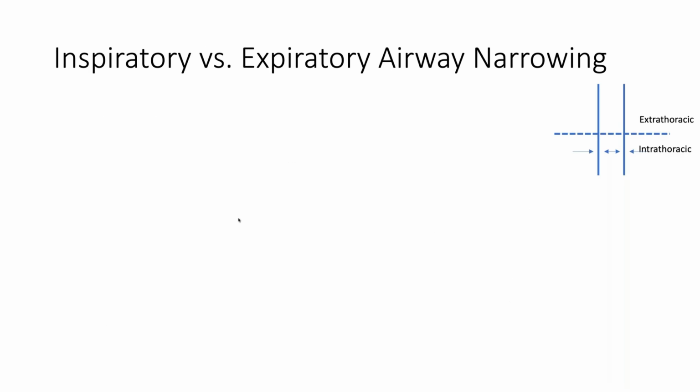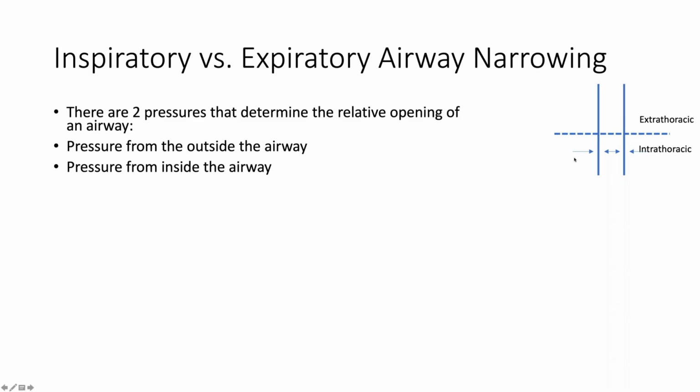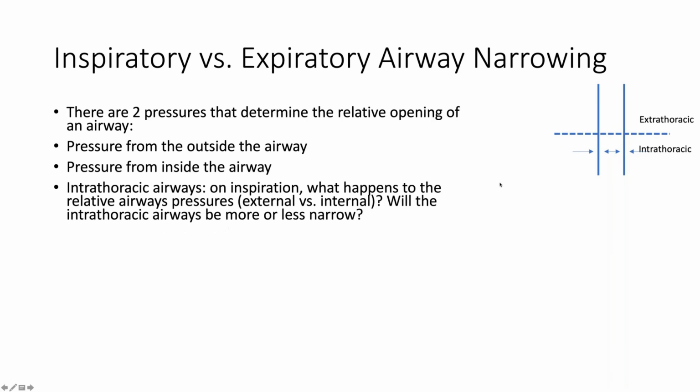All right. So Jared, there are two pressures that determine the relative opening of an airway. There's the pressure from the outside and the pressure from the inside, as diagrammed here, with my wonderful diagramming skills. This is my airway, solid line, with the pressure coming from the inside and the pressure coming from the outside. So for the intrathoracic airways, intrathoracic is here, extrathoracic is here. The extrathoracic portion of my trachea would be here, the intrathoracic portion here. During inspiration, what happens to the relative airway pressures, and will the intrathoracic airways be more or less narrow?